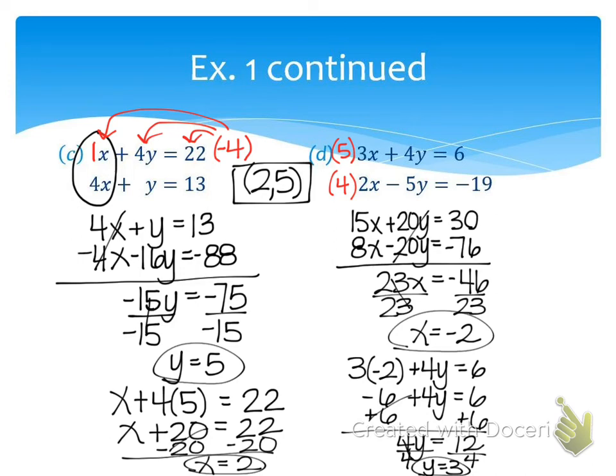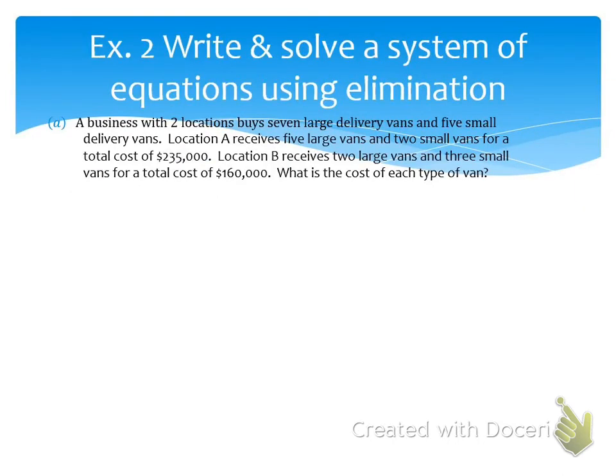Now, final answer, Tristan. If x is negative 2 and y is 3, what is my final answer? The ordered pair, negative 2, 3. Look at the word problem. We're going to write and solve a system of equations using elimination. It says a business with 2 locations buys 7 large delivery vans and 5 small delivery vans. Location A receives 5 large vans and 2 small vans. So what variable can we use to identify large and small?